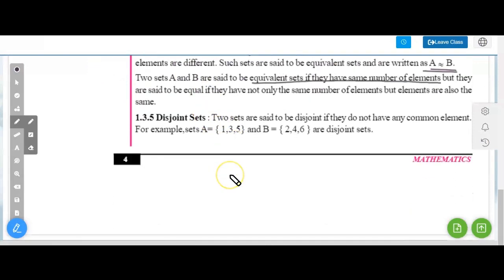The next one is disjoint sets. Disjoint sets means they don't have a common element. If you see set A and set B here, set A has 1, 3 and 5, B has 2, 4 and 6. None of the numbers are common here. So this set combination, we call disjoint sets.